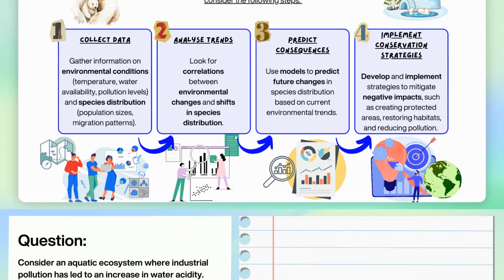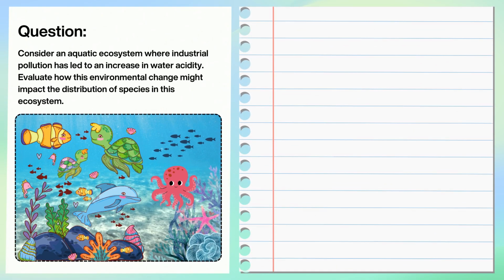pollution. Let's work through a question to consolidate our knowledge on evaluating the impact of environmental changes on the distribution of species in an ecosystem. Let's consider an aquatic ecosystem, where industrial pollution has led to an increase in water acidity. Evaluate how this environmental change might impact the distribution of species in this ecosystem. There are 4 main points to outline in our evaluation.